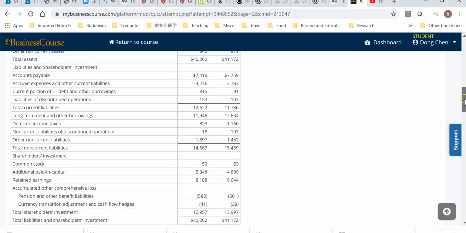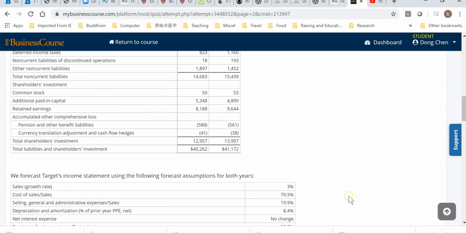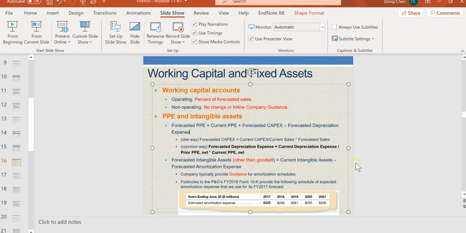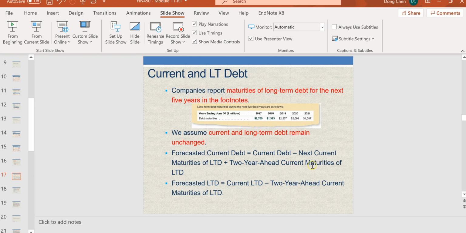So if we make the assumption that other borrowings will be the same for the next fiscal year, then we can use this formula, which we talked about. We also listed that formula in the PowerPoint lecture slides. Forecasted current debt, so this means the current portion of the long-term debt, equals the current portion of the long-term debt minus next current maturities of long-term debt plus 2 year ahead current maturities of long-term debt.